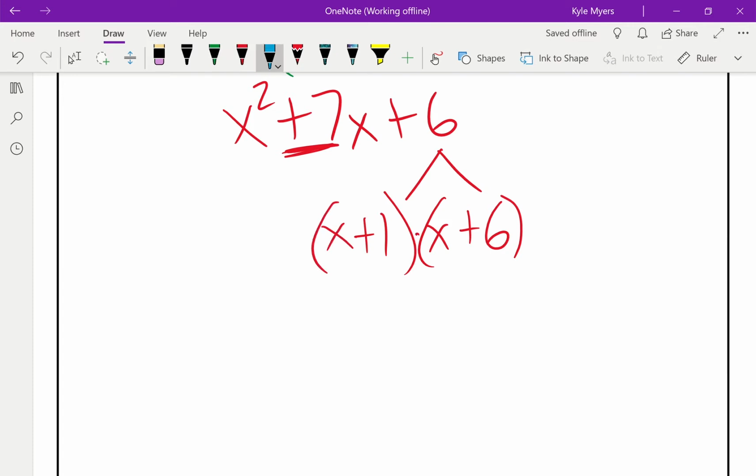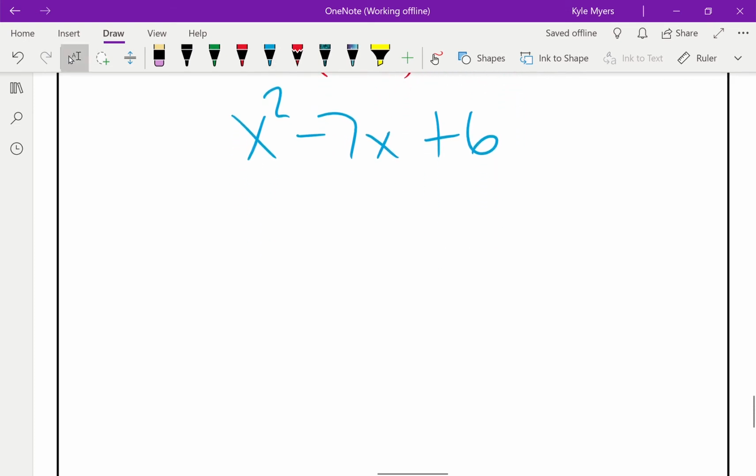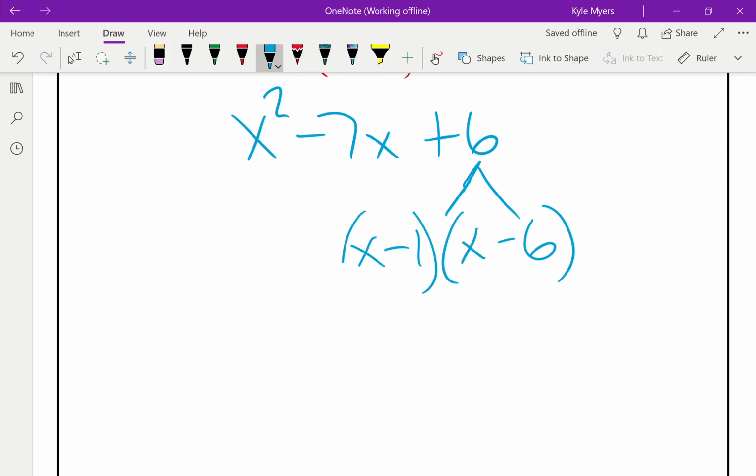Now, I'm also going to do the negative version here. X squared minus 7x plus 6. In order to factor, I have to find 2 things that multiply to give me 6. Let's try 1 and 6 again. When I make them both negative, if I multiply 2 negative numbers, I get a positive. So negative 1 and negative 6 multiply to give me positive 6, but they also add to give me negative 7. So that's it. Those are my factors. I throw an x in front, throw an x in front, and I'm done.